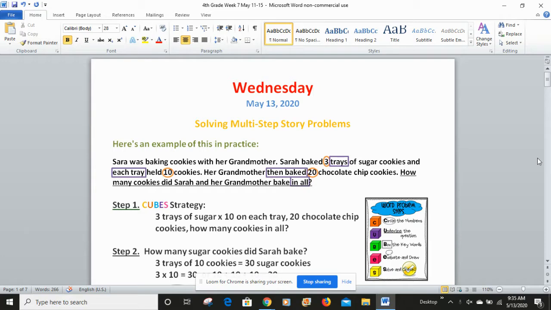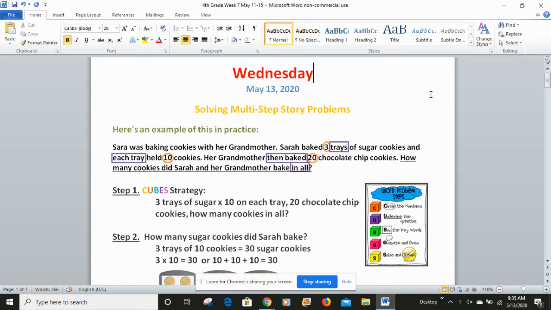Today we're working from the matrix on solving multi-step story problems. Now these can be a bit tricky and overwhelming, but using some of the strategies that we worked on to break the story problem into parts can help you make sense and solve the problem. So here's an example of doing this.